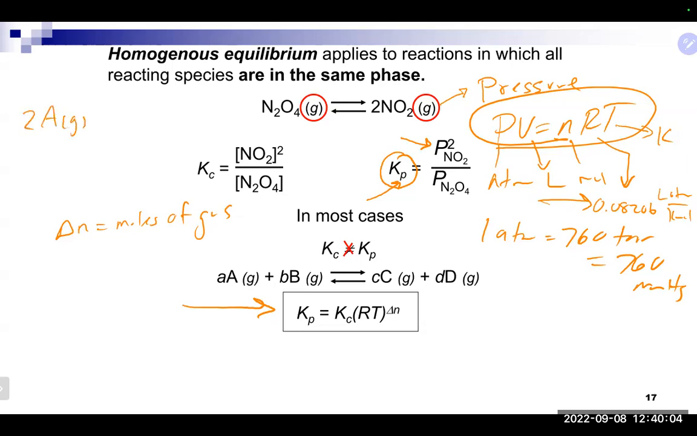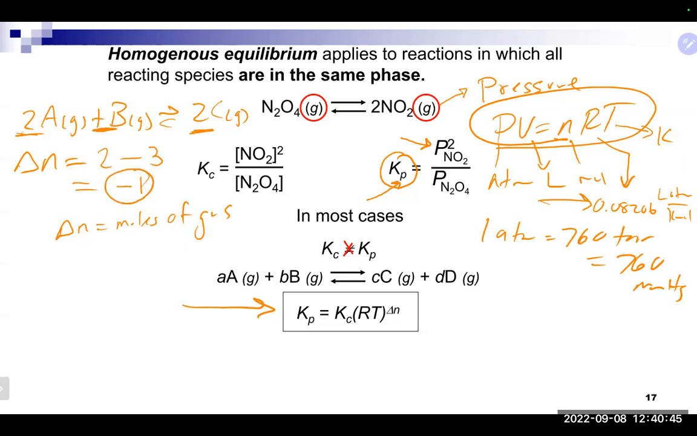So if I had 2A, that's a gas, plus B, that's a gas, and let's just say it goes to 2C, that's a gas. What would be the delta n here? We want to take products minus reactants. So how many gas molecules are on the product side? On the product side, there are 2, the coefficient. Minus on the reactant side, there are 2 there and 1 there, so that's 3. Gives you a -1.